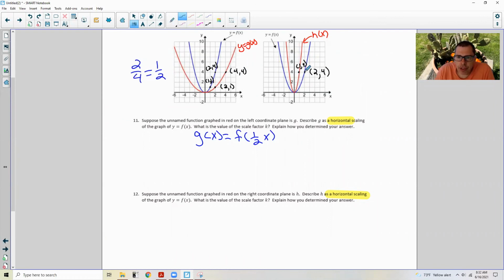Okay, so in this case over here, we're going from the blue parent to the red image. So we're going from 2 to 1. This distance is 2, this distance is 1. It's 2 to 1. So I would say, it's not g, it's h. H of x equals f of 2x. Okay, and that is a horizontal scaling.